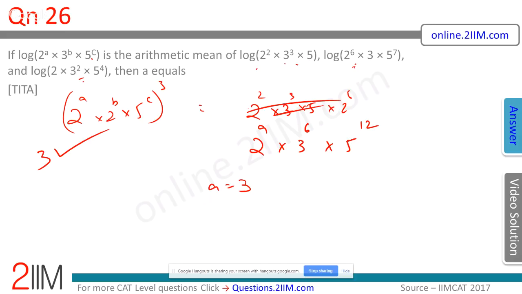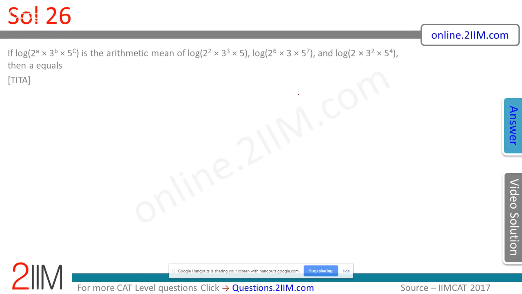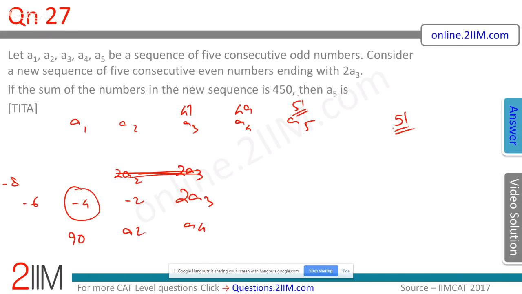Log of this plus log of this plus log of this, divided by 3. Log of 3 numbers divided by 3 is 3 times this. So this cube is this. So that is fine. Geometric progression, that also works. This is the one that I got wrong.